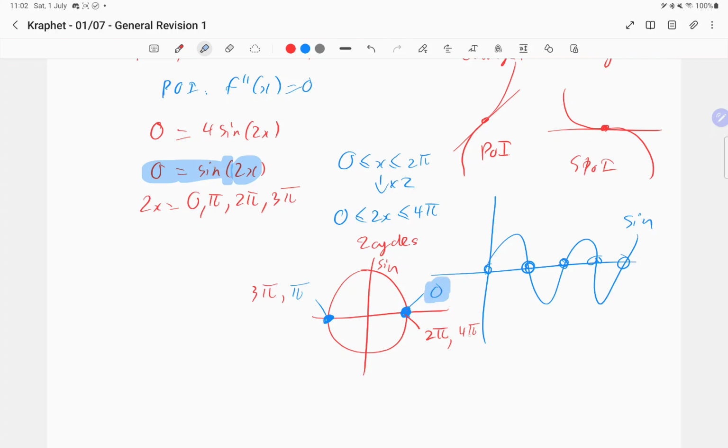0 is one of them. And then the final part of the domain, 4 pi, is also one of the answers. Okay, so be very careful. When sine equals 0, it will have one more answer.